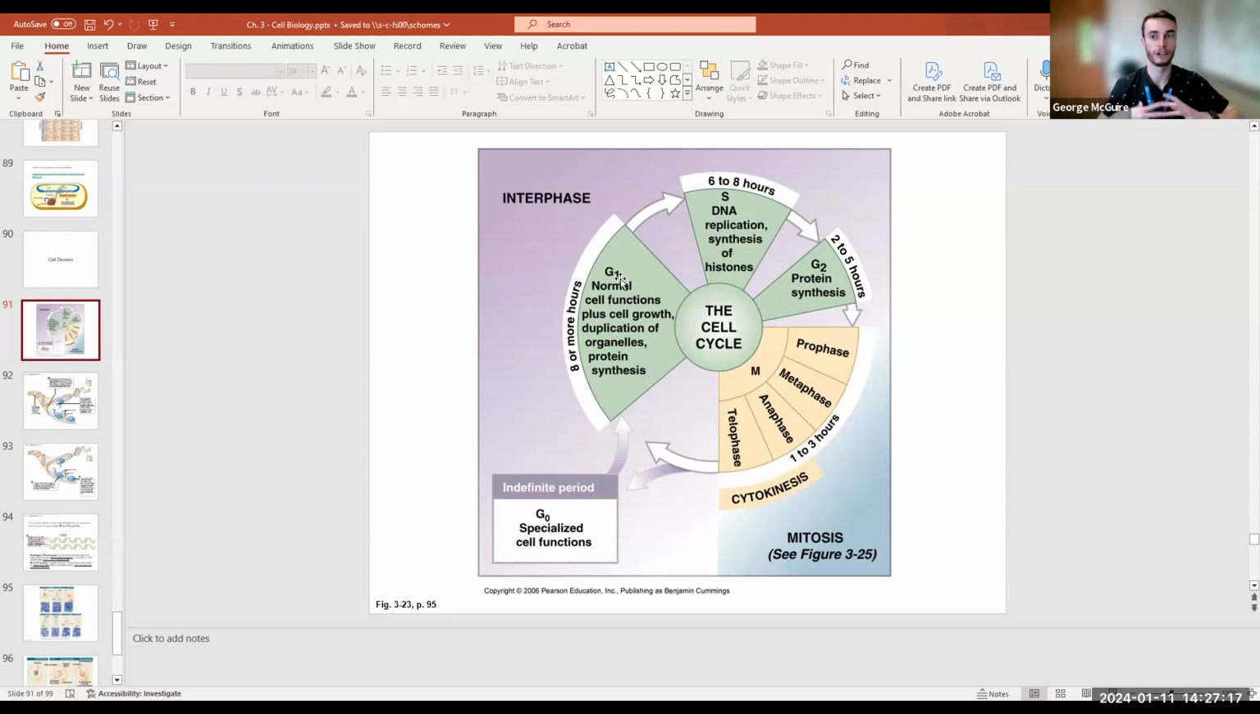So growth 1 was prepping for S. We've prepped our energy, we've prepped our nucleic acid molecules, we've grown in size a little bit. And now during S phase, all of our DNA is going to be replicated. So we make exact copies of all of our DNA strands.